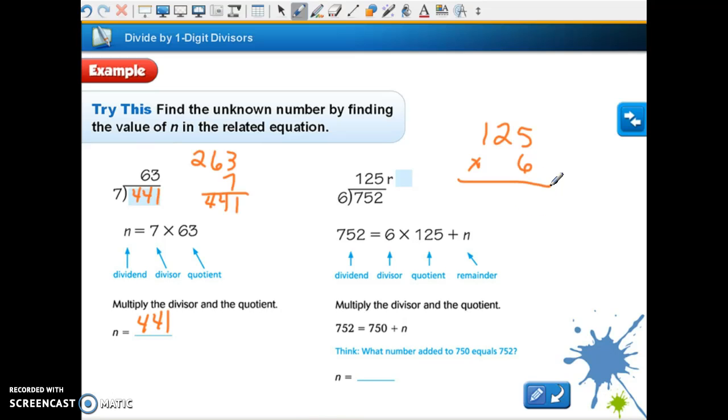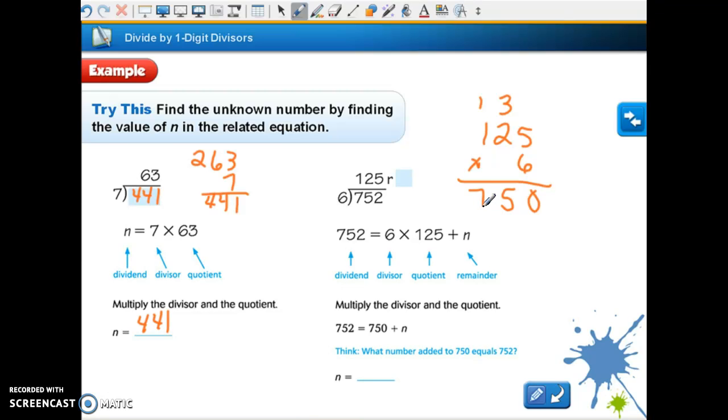Okay, so 6 times 5 is? Regroup the 3. 6 times 2 is? Plus 3 more is? 15. Regroup the 1. And 6 times 1 is? 6. Plus 1 more is? 7. So now we have 750.